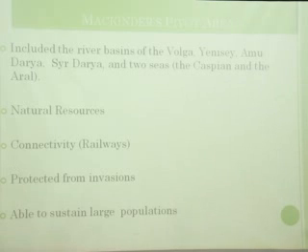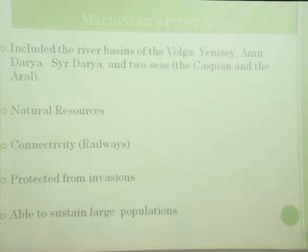So coming on to the major tenets of the heartland as envisioned by Mackinder, he included the river basins of the Volga, Yenisei, Amu Darya, Syr Darya, and the two seas, the Caspian and the Aral. And he based his argument on the major strength that Central Asia had at that point of time.